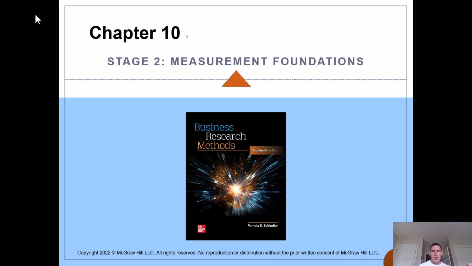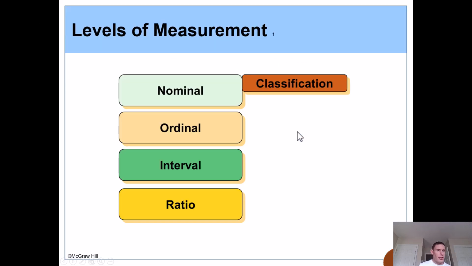Here with another video for you on measurement foundations as it applies to research. So, first thing I want to talk about is levels of measurement, because if you're going to be a researcher, it's very important that you understand these four levels. Okay, so the four levels are nominal, ordinal, interval, and ratio.